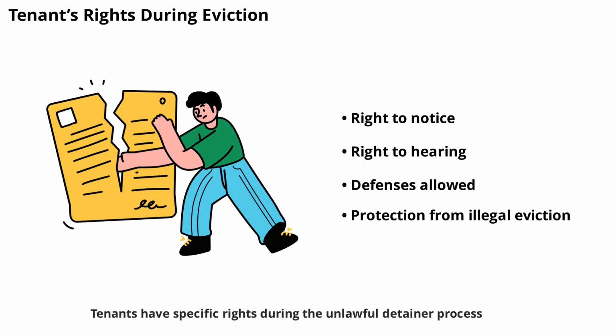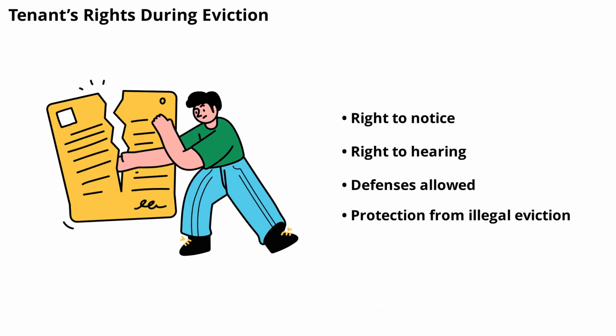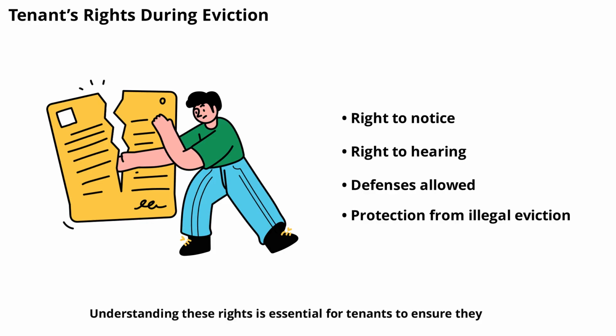Tenants have specific rights during the unlawful detainer process. These include the right to receive proper notice, the right to a court hearing, and the right to present defenses. Tenants also have protections against illegal evictions, such as lockouts or utility shutoffs. Understanding these rights is essential for tenants to ensure they are treated fairly and for landlords to avoid legal pitfalls. Both parties should be aware of local laws that may provide additional protections or requirements.